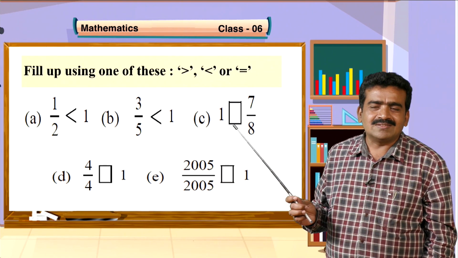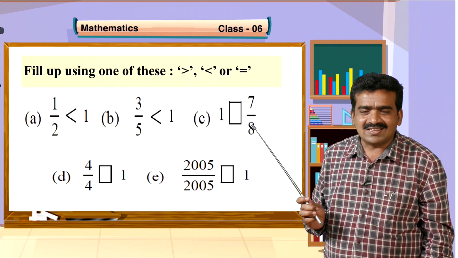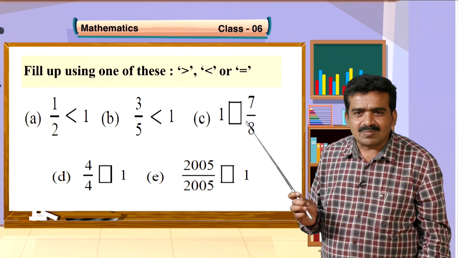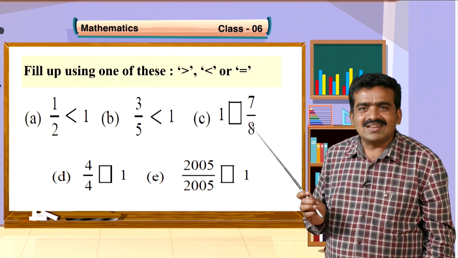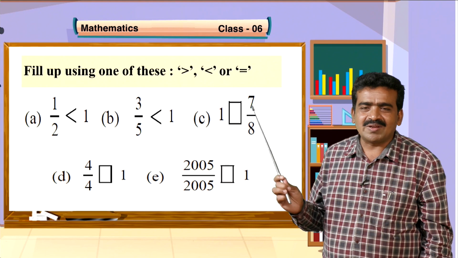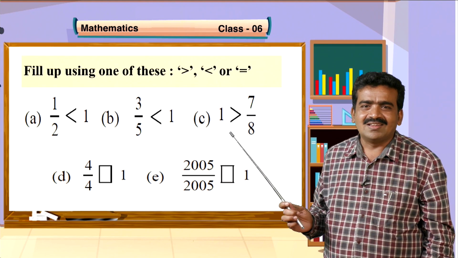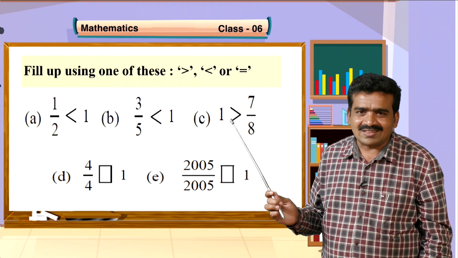Here look at the question, here 1 is at the left side and 7 by 8 is at the right side. This one is a proper fraction, its value is lesser than 1, but here 1 is written first and 7 by 8 is written next. Therefore, 1 is greater than 7 by 8. Here we have to use the greater than symbol.